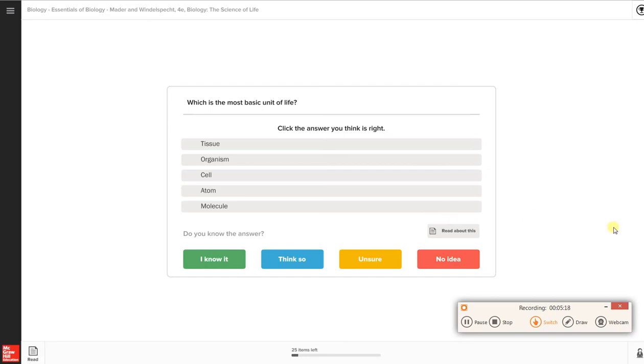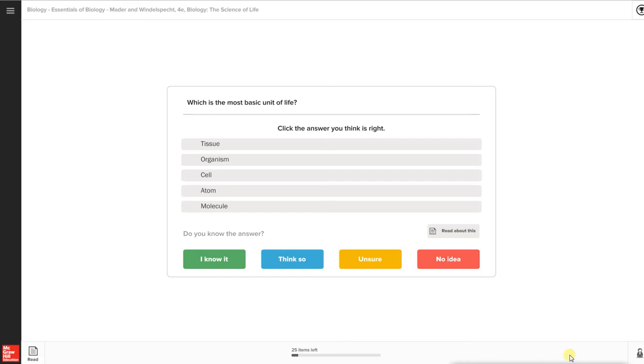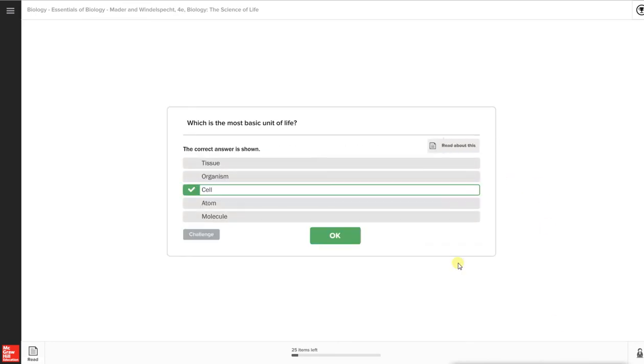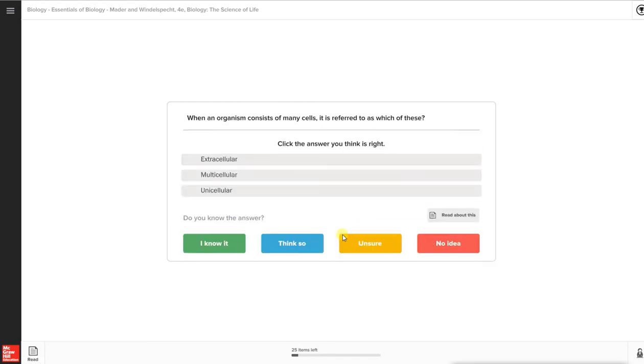Now, if you click on essentially that you have no idea, it will show you the correct answer here, right? What's the most basic unit of life? Maybe you didn't know it was the cell, right? Maybe you forgot to go read about it. Maybe you were unsure. It will show you what it is, but it doesn't count towards the items that you have remaining. So that's something really important to consider, right?